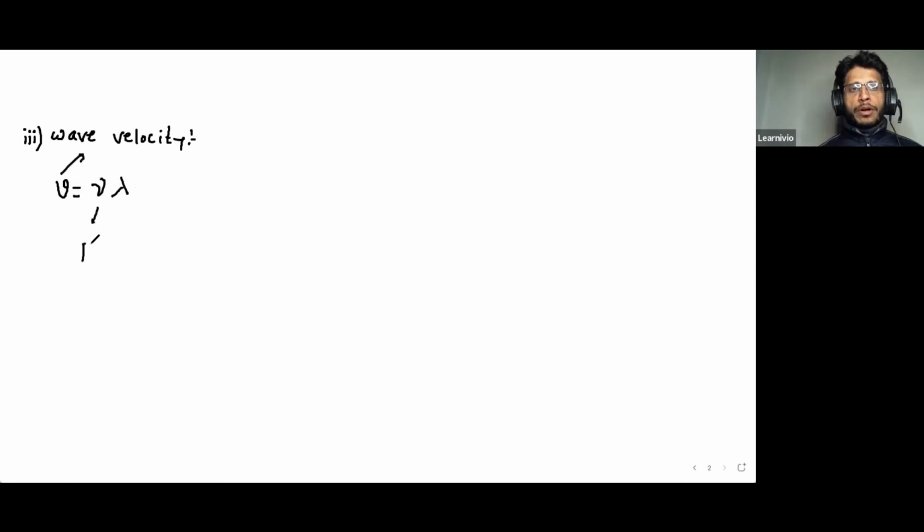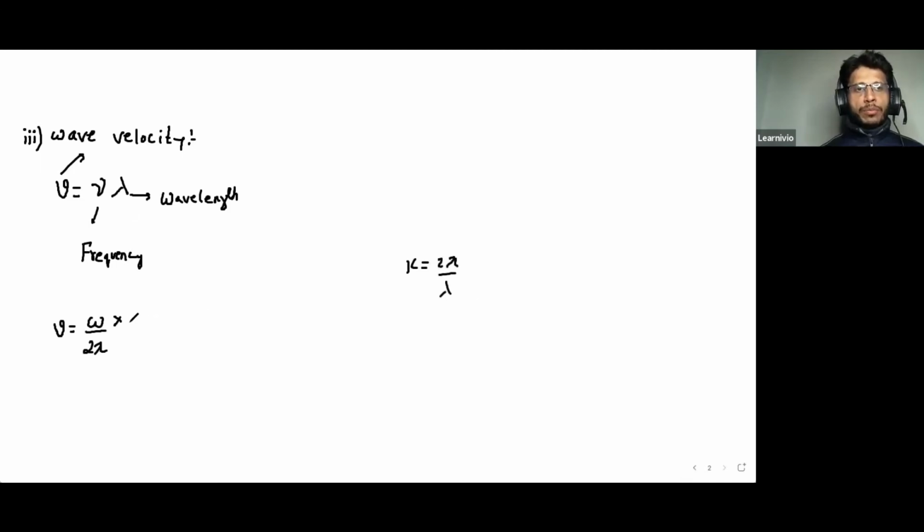If you want, you can convert this in terms of omega and k. So you can say that your v is nu times lambda, and you can write nu as omega by 2 pi. So this k is 2 pi by lambda, so lambda is 2 pi by k. So instead of lambda, you can write 2 pi by k. So this will get cancelled out.